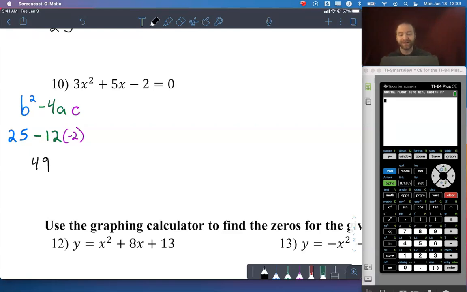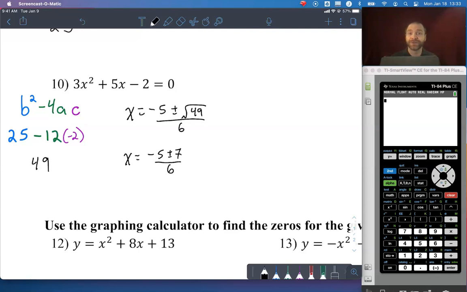Look what happens. If I say x equals negative b, well, b is 5, so negative 5 plus or minus the square root of 49 over 2a. Well, a is 3, so twice 3 is 6. So x equals negative 5, well, square root of 49 is 7, plus or minus 7 over 6.